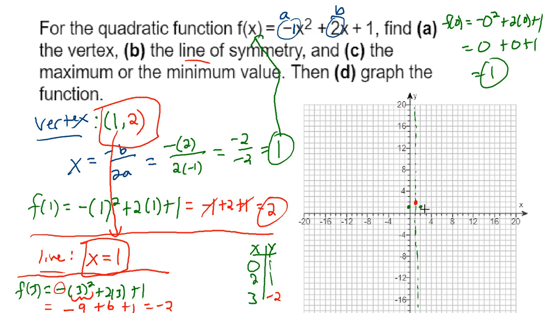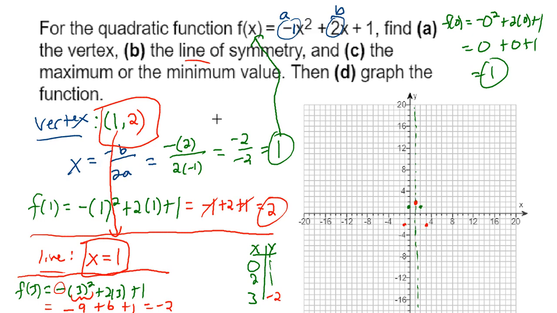And so we'll have 3 comma negative 2, which will be this point right here. Using the symmetry, that's 2 to the right of the axis of symmetry. So I will go 2 to the left and get the same y coordinate, which will be a negative 2 again. So that's going to be negative 1, negative 2.